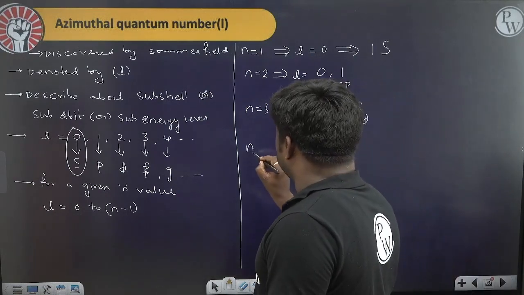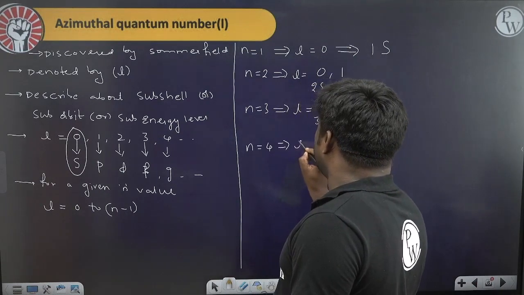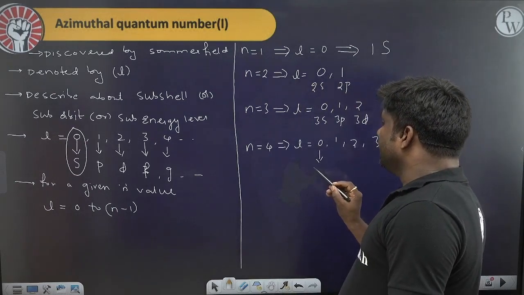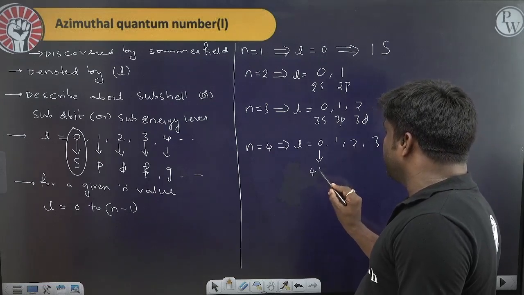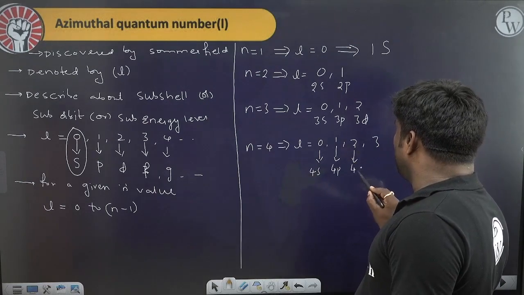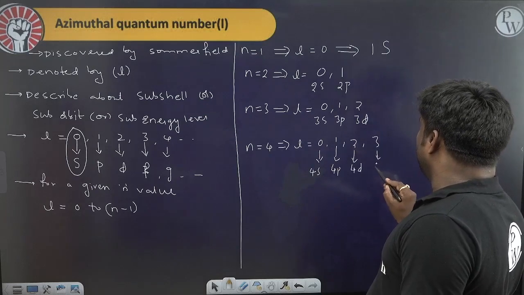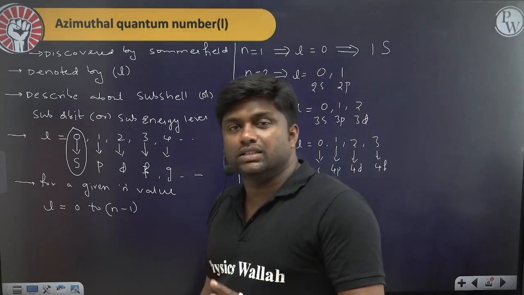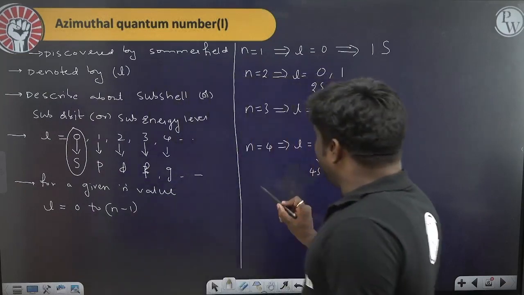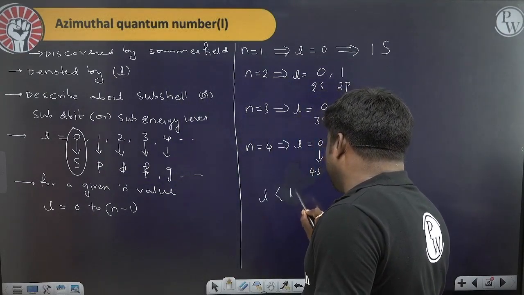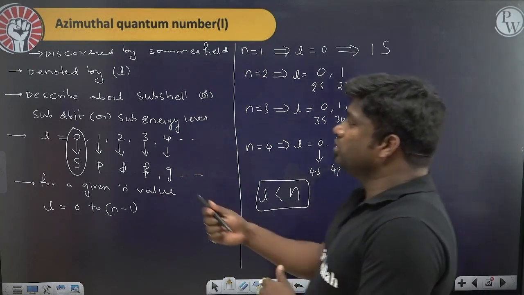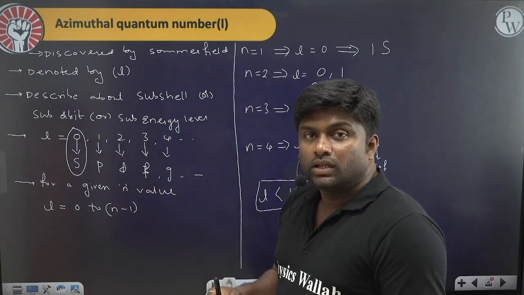Next, coming to n equals 4, L will be 0, 1, 2, 3. So n equals 4 with L equals 0 means 4s, L equals 1 means 4p, L equals 2 means 4d, and L equals 3 means 4f orbital. That's why the fourth shell consists of S, P, D and F subshells. And always, the L value is less than the n value. It describes the shapes of subshells.